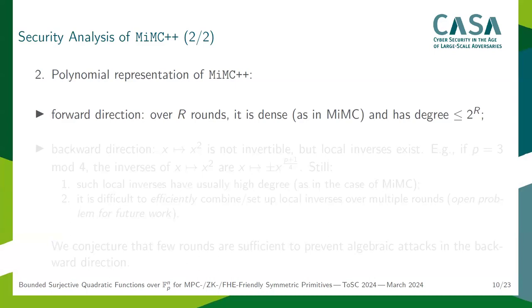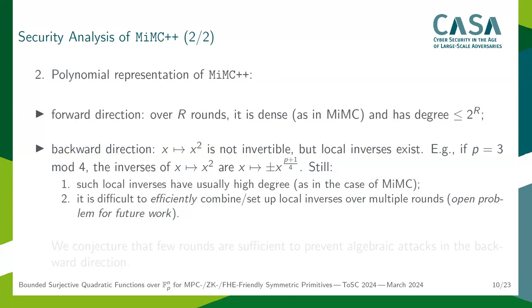And the other difference regards the polynomial representation. Now, if you work in the forward direction, no big difference. The polynomial is dense and the degree grows as 2 to the power of r. But if you go in the backward direction, some problems arise. As we know, the square map is not invertible, but we can set up local inverses. For example, if p is equal to 3 modulo 4, then we have these two inverses, plus and minus x to the power of (p plus 1) divided by 4.